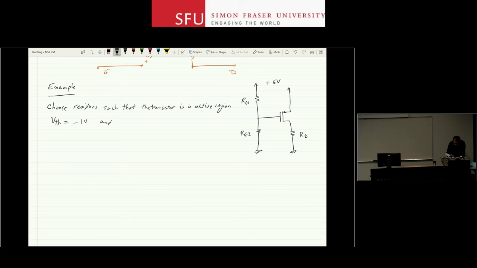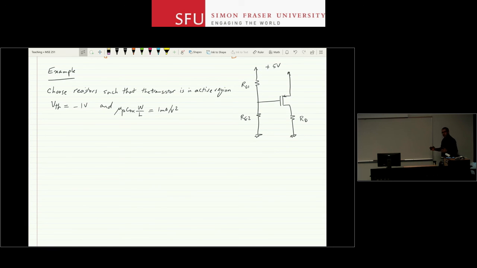And mu PC oxide, sorry, mu PC oxide W over L, so the entire thing, the technology, is 1 milliamp per volt squared. Okay, so I'm not really restricted by the question on where I want to bias this device and how I want to bias it. I'll just go and choose something here.